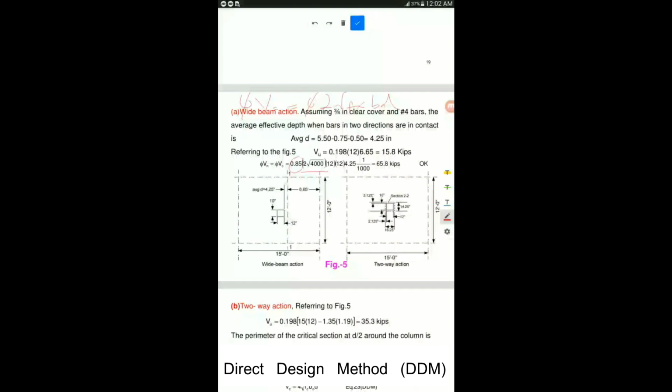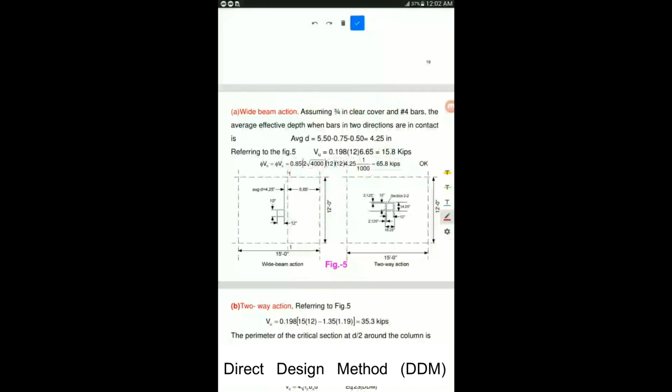Because the value of width here is 12 feet, you cannot take it in feet because this is in psi. So you have to multiply this with 12 again in order to convert this 12 feet width into inches. Multiply by d, which is effective depth, already calculated previously, 4.25 inches. Divide all this by 1000 in order to convert into kips. So you have the value 65.8 kips.